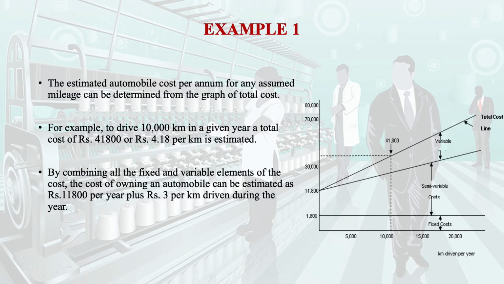Now here we have a fixed cost as well as a variable cost. The fixed cost is rupees 11,800 plus 3 rupees per kilometer as a variable cost. So 30,000 plus 11,800, the total cost will come as 41,800.